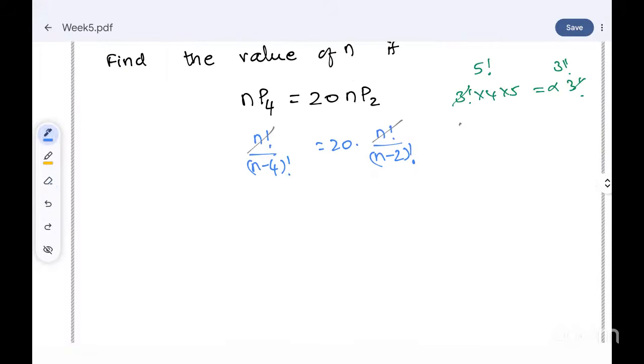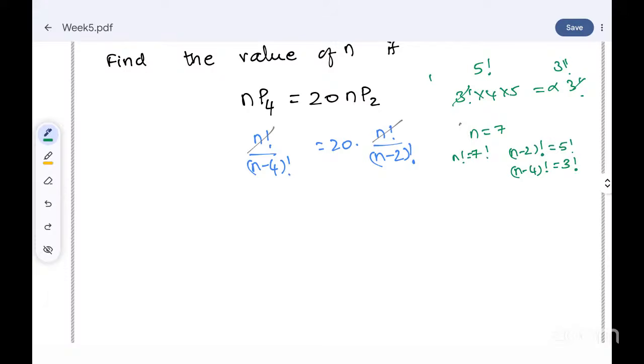So let us specifically first understand it for n is equal to 7. Now 7 factorial is n factorial. Let us say, what is (n minus 2) factorial? 5 factorial. Now what is (n minus 4) factorial? 3 factorial. Now what is the relation between (n minus 2) factorial and (n minus 4) factorial?